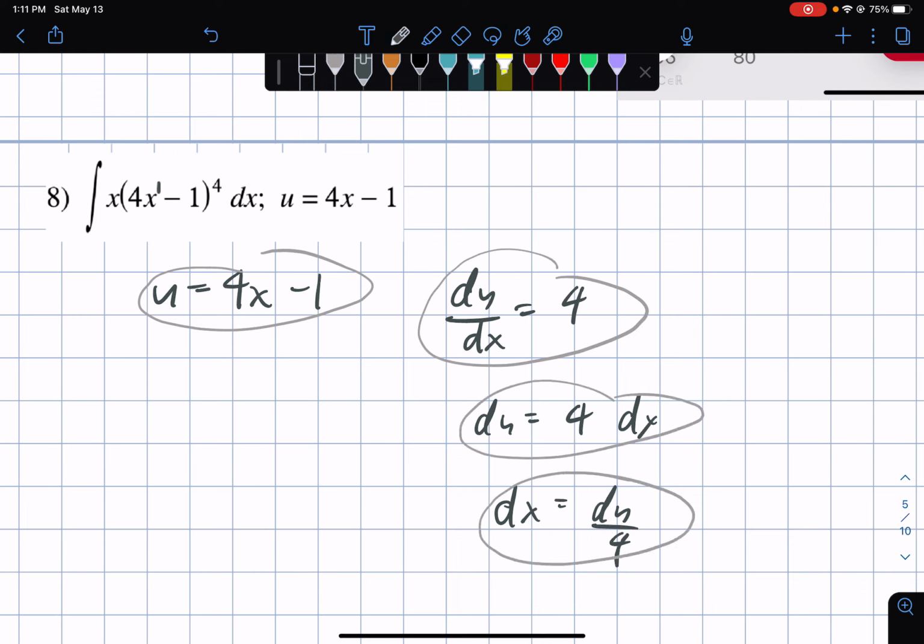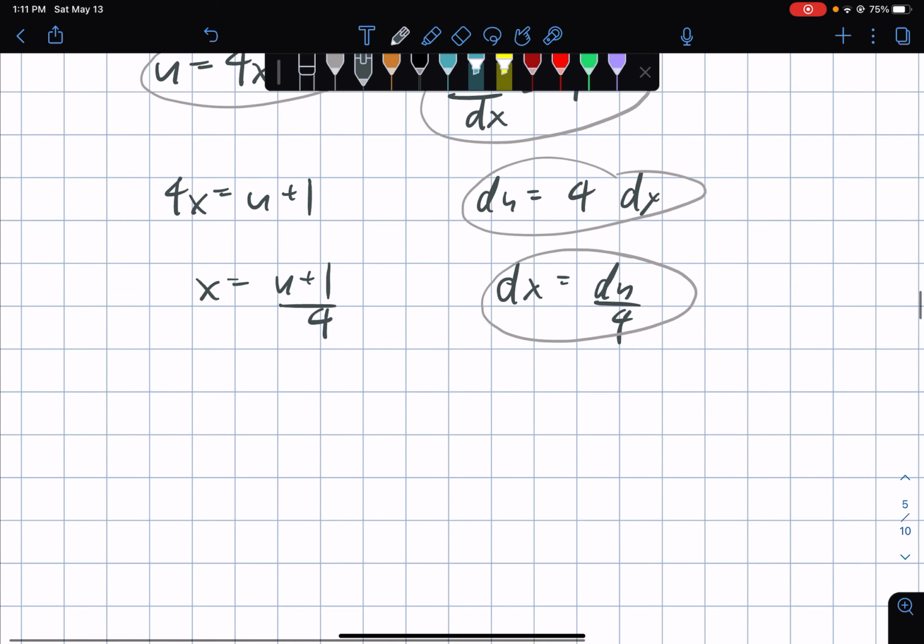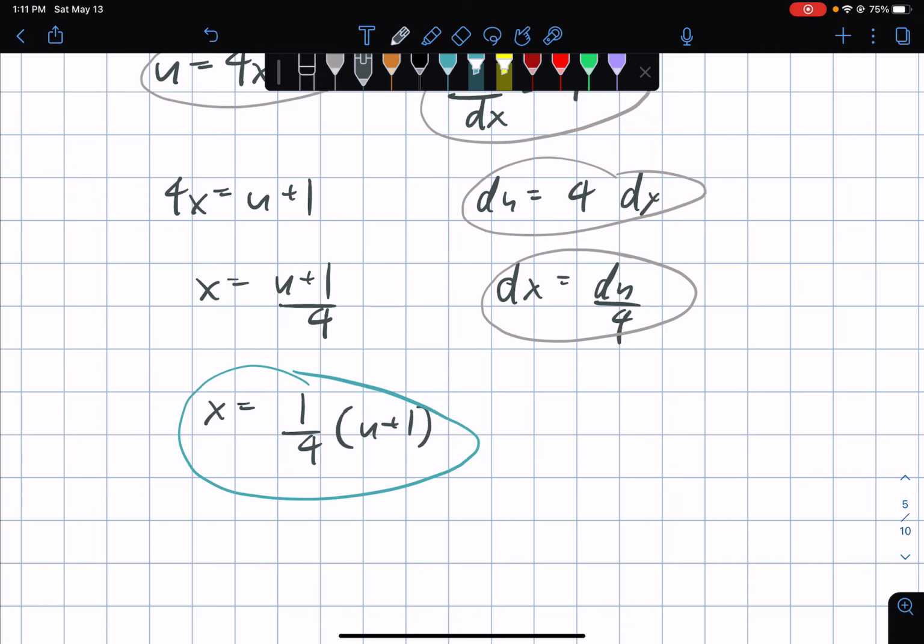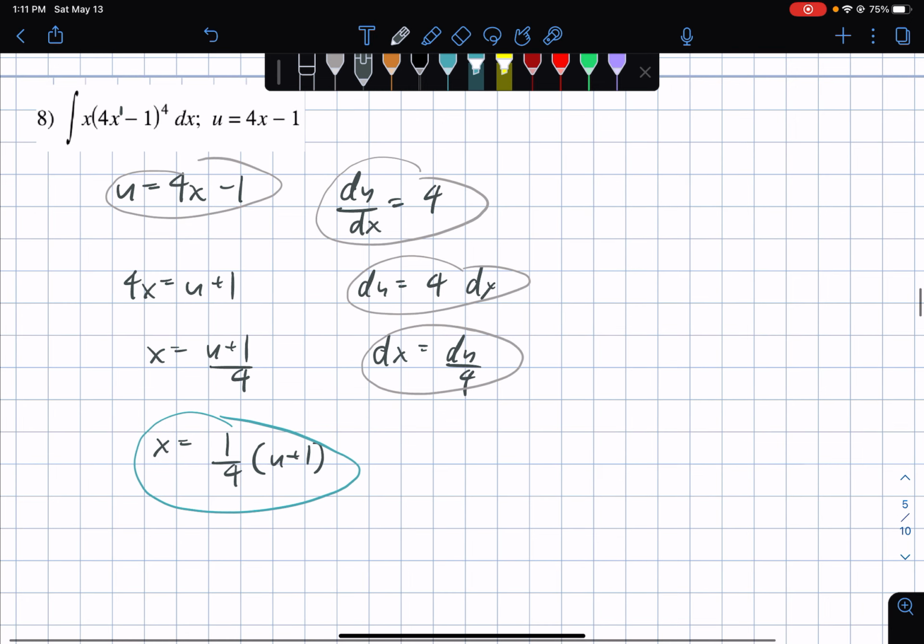And then another thing, we have to solve for x. So 4x is equal to u plus 1. x is equal to u plus 1 over 4, or x is equal to 1 over 4 times the quantity u plus 1. And then, what's next?